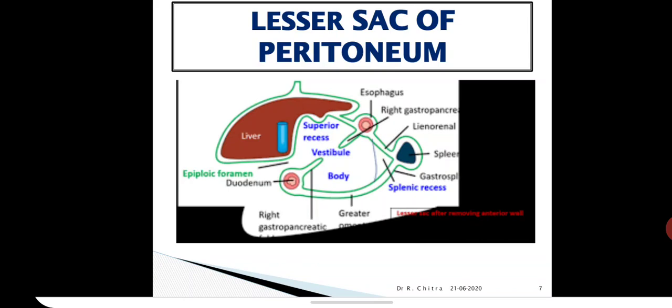There are two folds: the left gastropancreatic fold or the superior gastropancreatic fold formed by the left gastric artery, and the inferior gastropancreatic fold or the right gastropancreatic fold formed by the hepatic artery. This divides the interior into the superior recess and the inferior recess, otherwise called omental bursa proper. There is another recess, that is the splenic recess. So this completes the interior of the lesser sac.